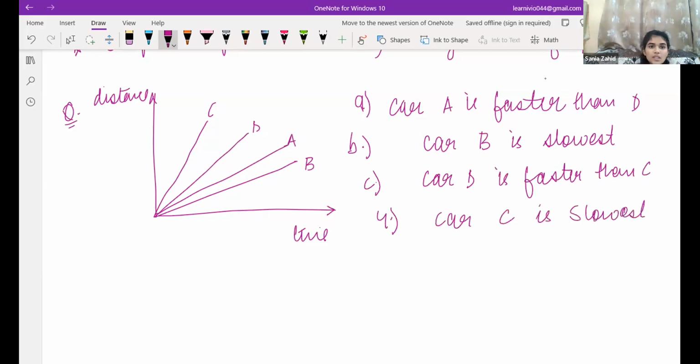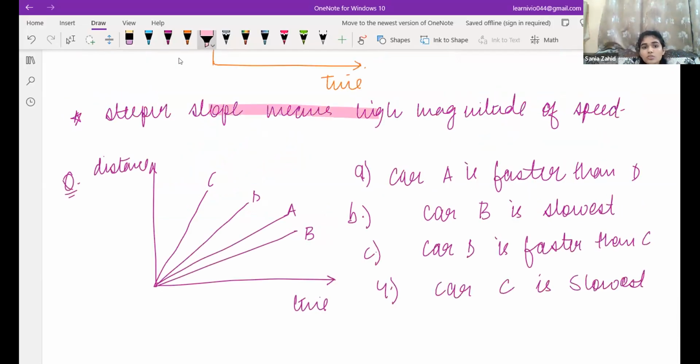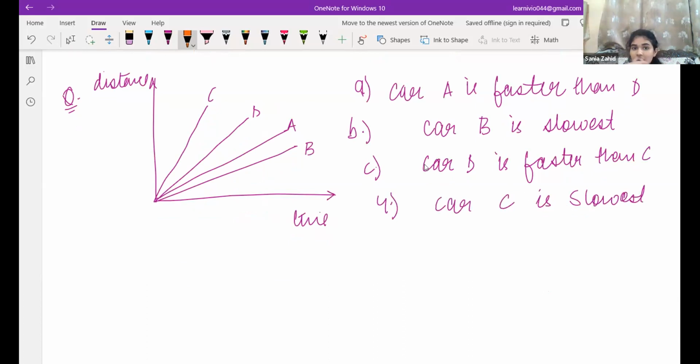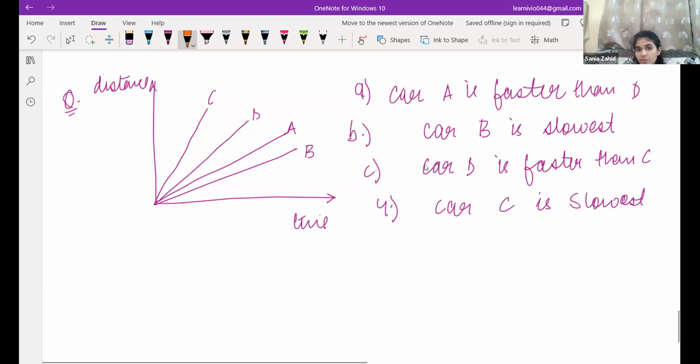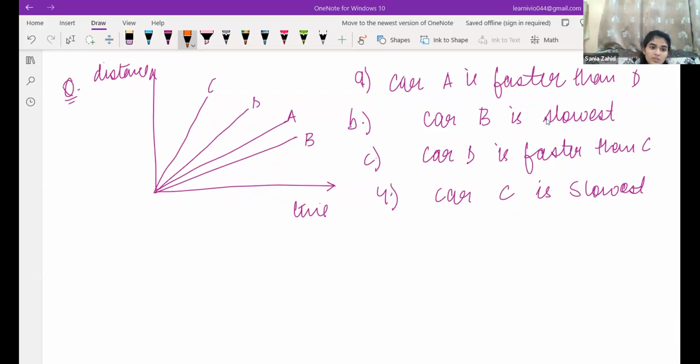Okay, Atif, now look at this question very carefully. I told you the statement that steeper the slope means higher the magnitude of the slope. For example, look at these slopes. So B is the least slope, it is very less steep. A is steeper than B. D is steeper than A also, and C is the steepest. So what do you think will have the highest speed? Ma'am, C. C has the highest speed. Okay, C has highest speed.